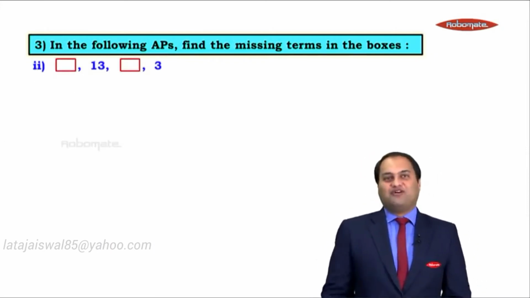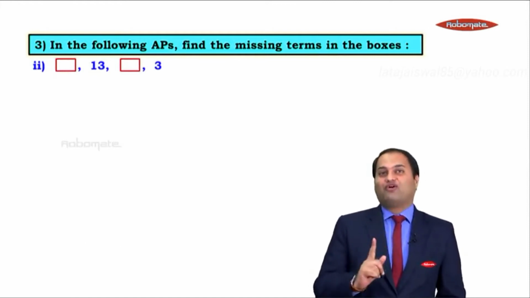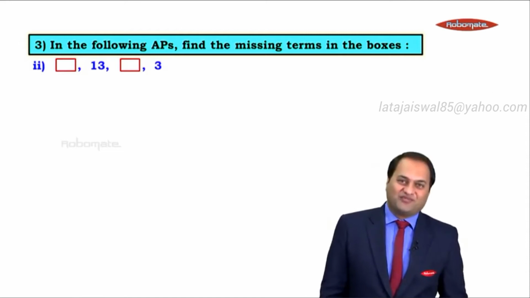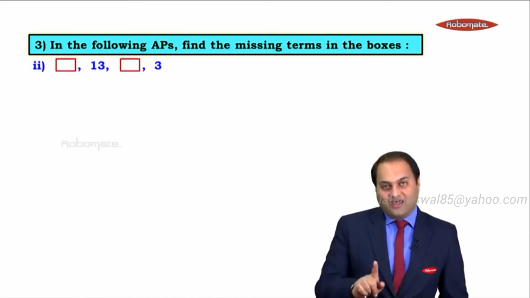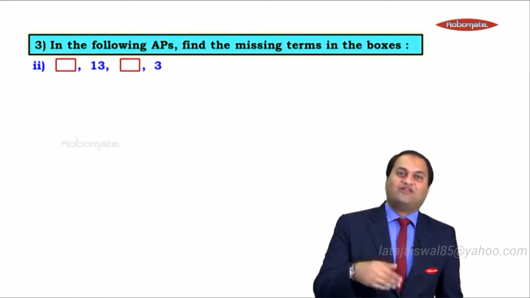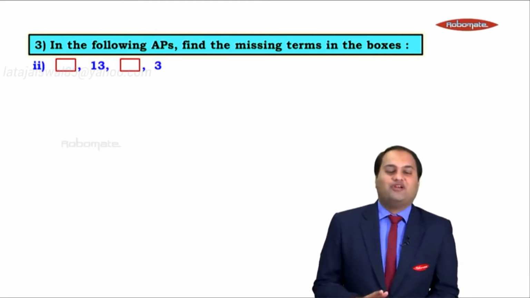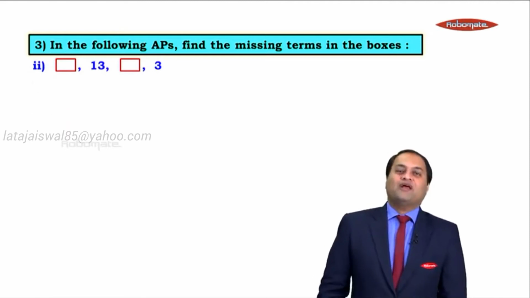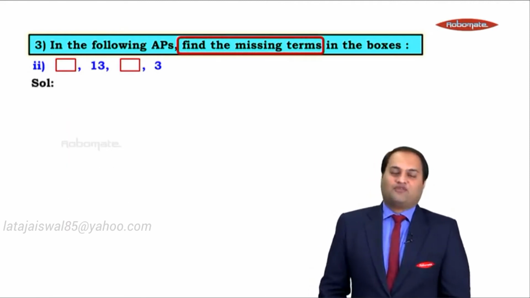In all the sums that we did so far, the value of A was given to us. Here the value of A is not given to us. So here we will have to find A as well as D and then find the missing terms, because to find the missing terms we need two things, A and D. Right? Let's do it. So here the question is finding the missing terms.